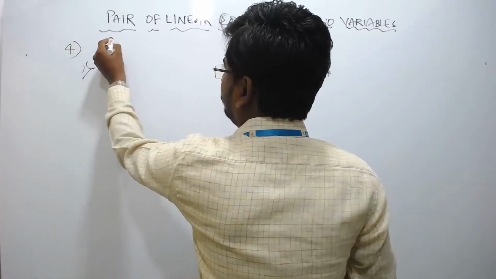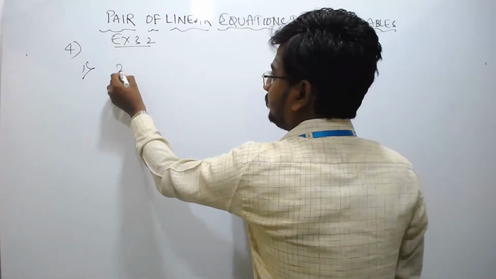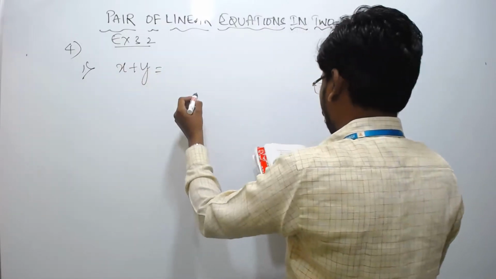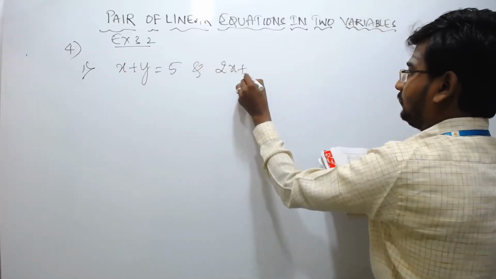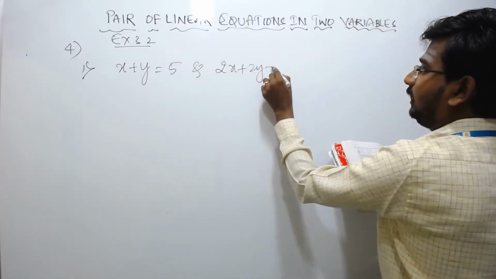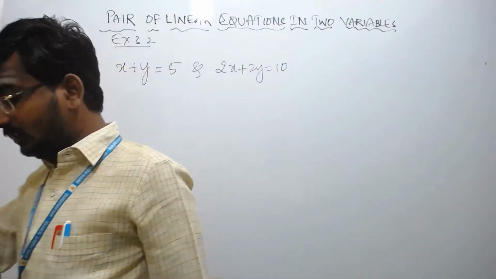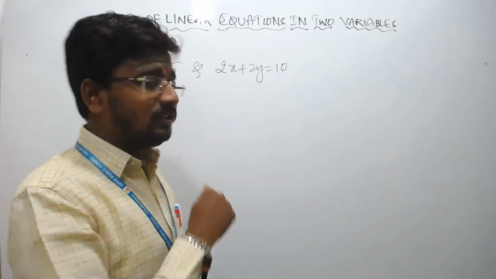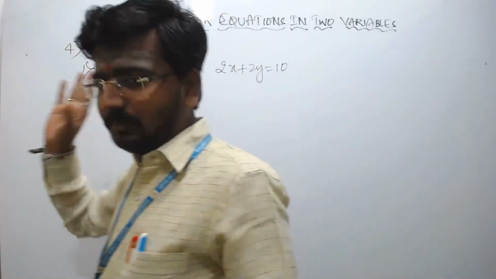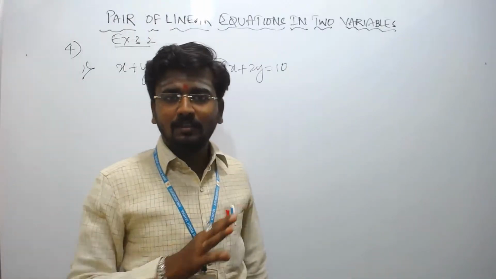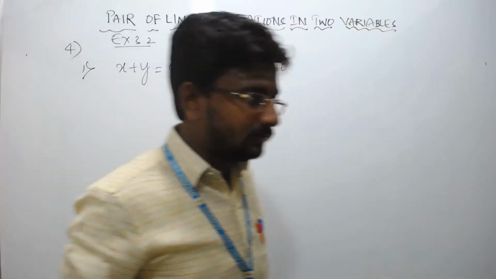Fourth problem of exercise 3.2. x plus y equal to 5 and 2x plus 2y equal to 10. By looking at this, I can say this is, I think, coincident. Am I right? Anyone quickly? I think that it is an MCQ question, a multiple choice question. Tell me, am I right whether this is coincident?